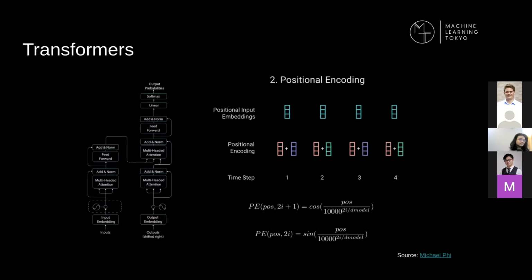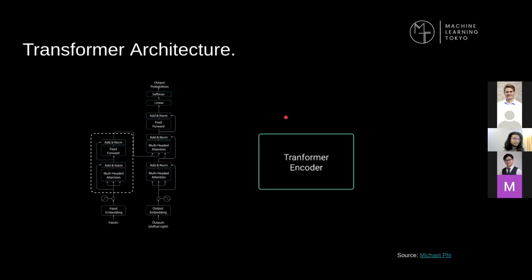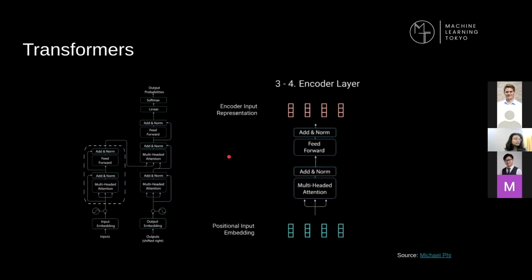Now, with that out of the way, we have the positional encoding vector. We can just concatenate it with our input embeddings, which will give us positional input embeddings. Once we have that, we can input it into the transformer encoder. This part is known as the transformer encoder. If we look into the transformer encoder, we can take the positional input embeddings and put them inside multi-head attention, and using add and norm, feed forward and add and norm, I can get the encoder input representation.